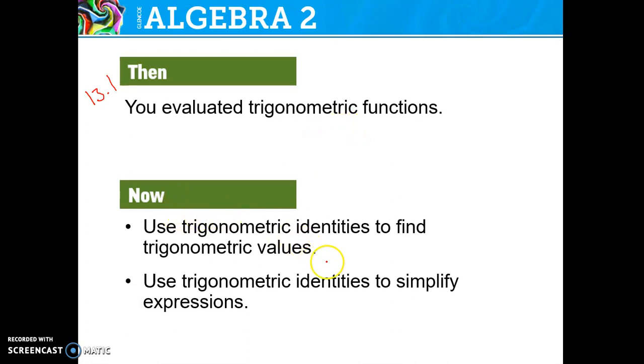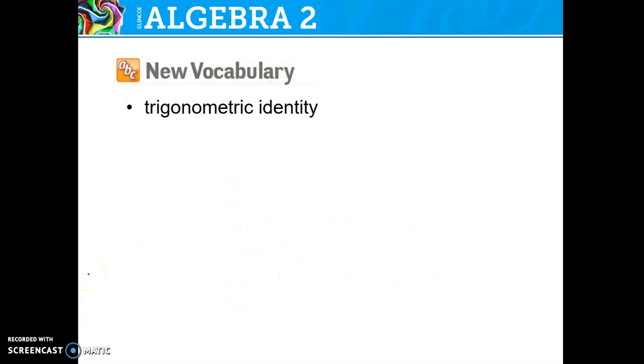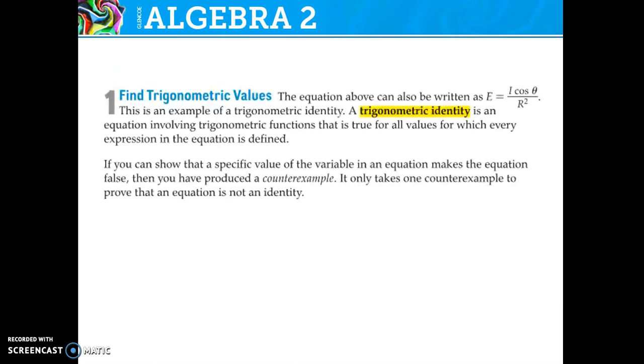So what we're going to talk about in this section is something called a trigonometric identity. And in this section, we're focusing on two skills. We're going to be finding values using identities, and we're going to simplify expressions using identities. So the new vocab in this section is basically just trigonometric identity. Okay? So the first skill that we're focusing on is finding trigonometric values.